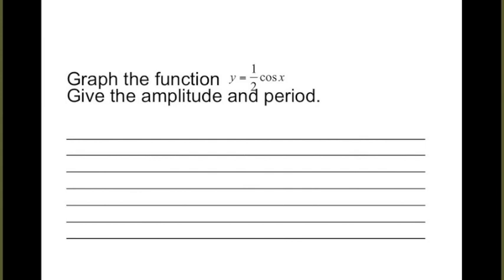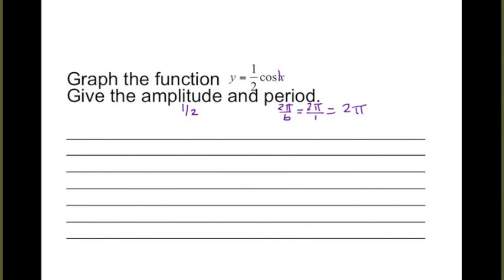All right, so for this one, same questions. Amplitude is going to be a half. Our amplitude is given by the number in front of the trig function. Period, 2 pi over b, and b is 1, the number in front of x. If there is no number in front, it's just a 1, and our period is 2 pi.